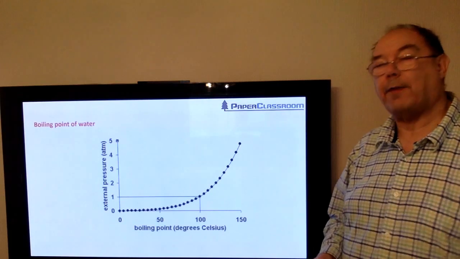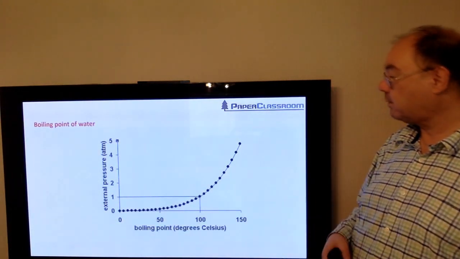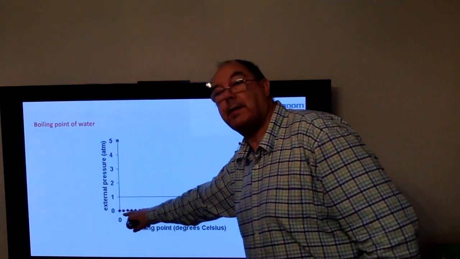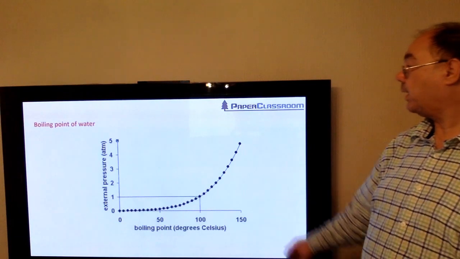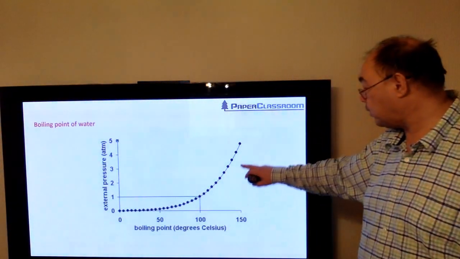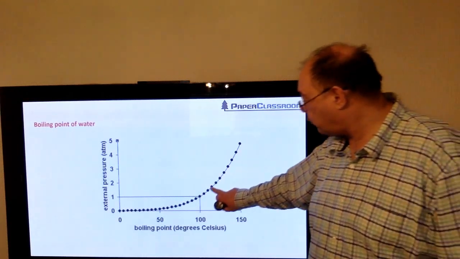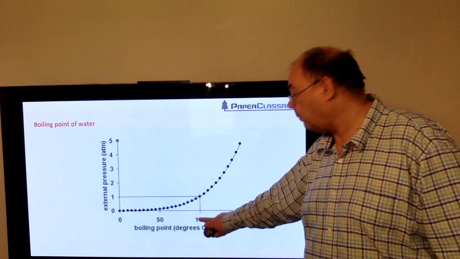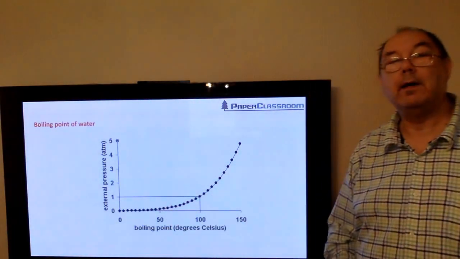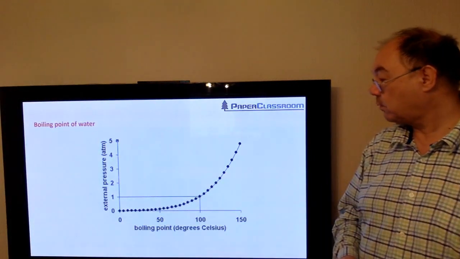Just a little graph to show you about water boiling temperature and pressure. This is the pressure in atmospheres, this is the temperature of water boiling. As you can see, at around about 4 atmosphere pressure, water will boil at nearly 150 degrees C. As the pressure drops, it gets to 1 atmosphere where it boils at 100 degrees C, and if you reduce the pressure even more, then it will continue to reduce the boiling point of water.